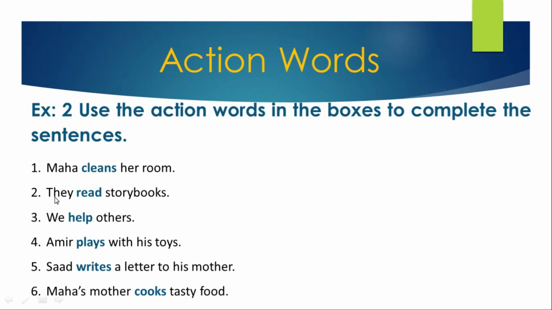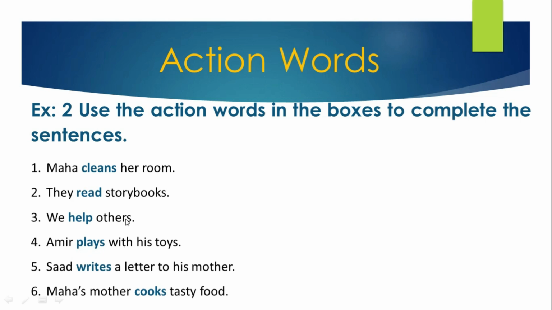If it is she or he, then we must write she reads storybooks. But this is plural, so we say they read storybooks. We help others. Amir plays with his toys. Saad writes a letter to his mother. Maha's mother cooks tasty food. Now in the last three sentences you can see the subject is singular. Amir, Saad, Maha's mother, they are all singular. So we have used s with the verb. Plays, writes, cooks. So I hope this is easy for you.